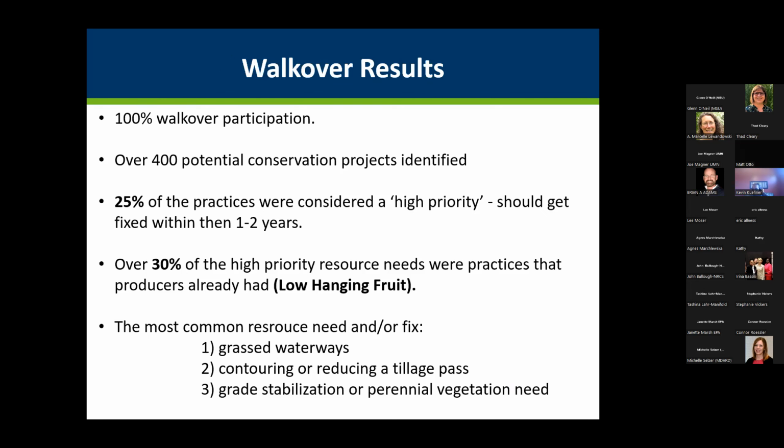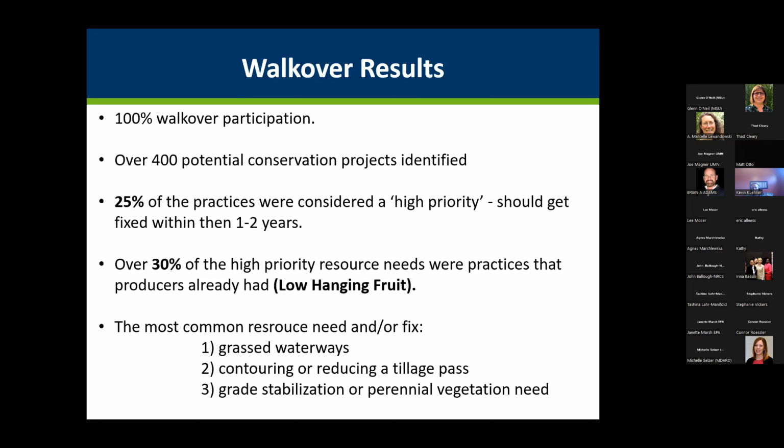So what were some of the results from the walkover approach? We did have really good participation. We had 100% of those farmers within those watersheds participate. It was about 50 farmers. It basically allowed Ron to go onto their farms and do this walkover assessment.